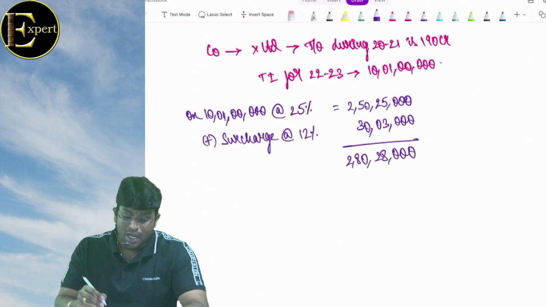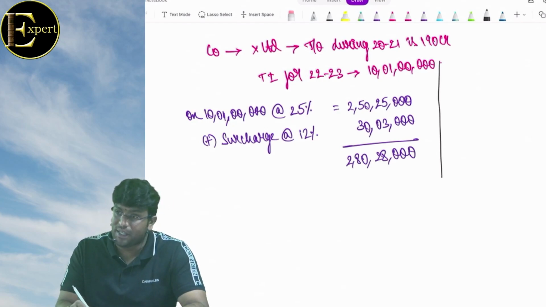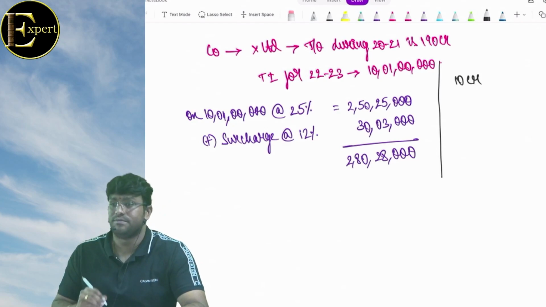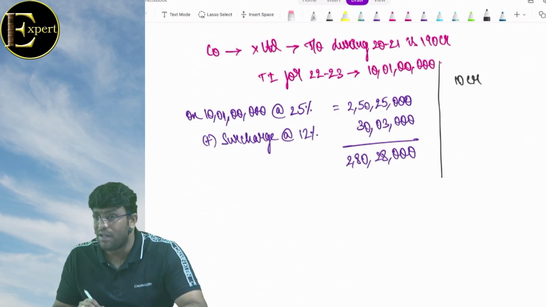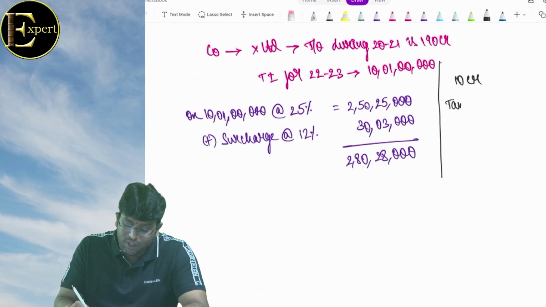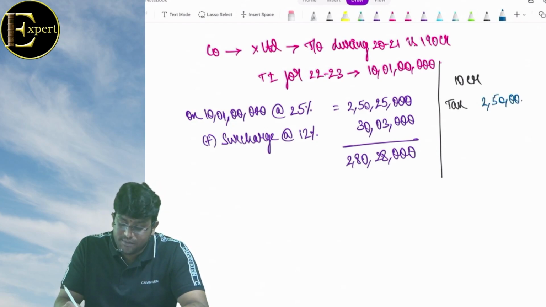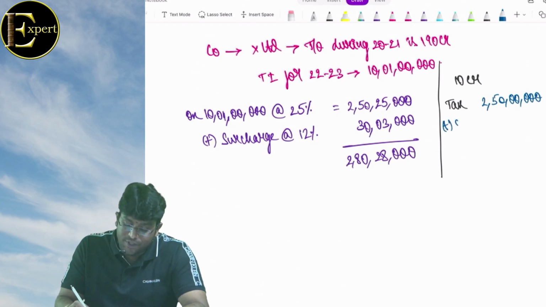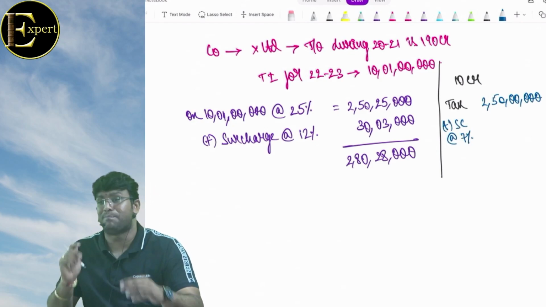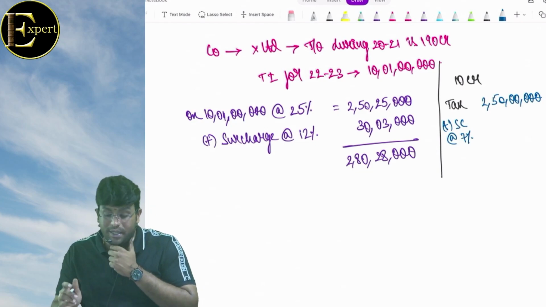Friends, yes or no? Now to compare, how do I compare? I will compare 10 crore 1 lakh with 10 crores. Right? Don't compare 10 crore 1 lakh with 1 crore. Please compare 10 crore 1 lakh with 10 crores. If it is 10 crore, what will be the tax? My tax will be 2 crore 50 lakhs. But again, surcharge will also come here, but at the rate of 7%. If it is above 10 crore, it is 12%. How much is this 7%?